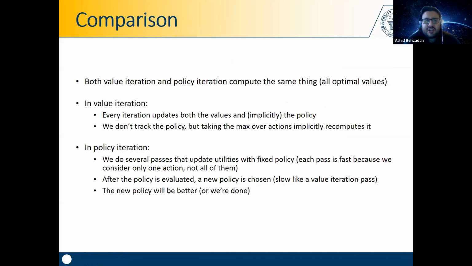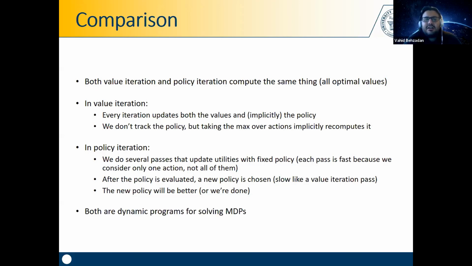In policy iteration, we do several passes that update utilities with a fixed policy, and each pass is fast because we consider only one action, not all of them. Remember, it's just the action prescribed by that fixed policy. We are not exploring all possible actions. There is no max over A in this policy iteration step. After the policy is evaluated, a new policy is chosen, which is slow like a value iteration pass. The new policy will be better, or if it's not better, it is the same as before, which means that we've converged.